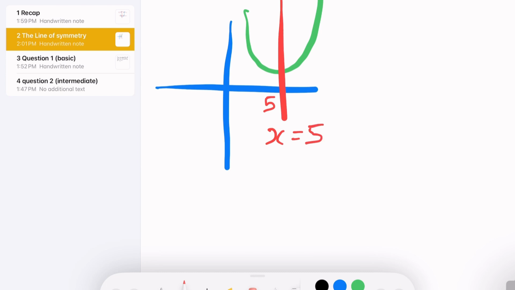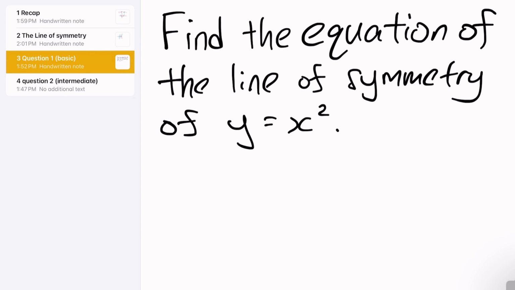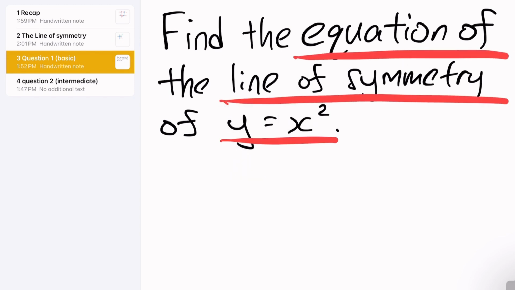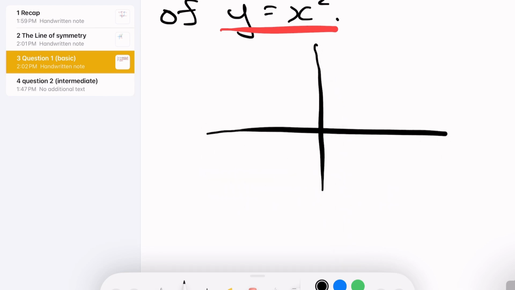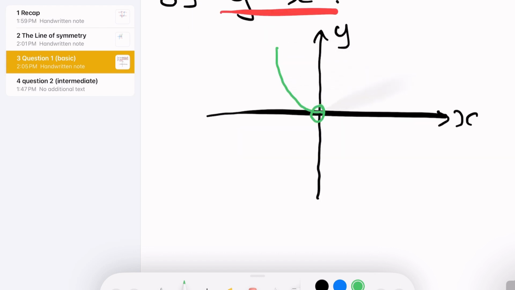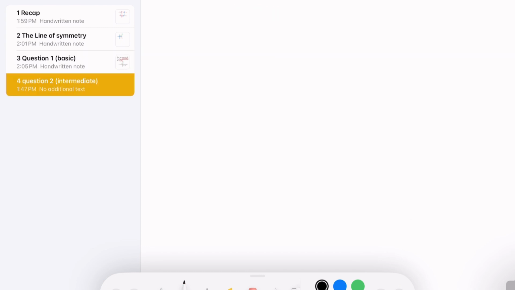Now let's try a simple example. In this example, we are going to find the equation of the line of symmetry of the following quadratic equation. y equals x squared has the following graph, where this is the y-axis and this is the x-axis. We can see that when x is 0, y is 0. So this parabola will look like this. So you can see that the line of symmetry is the y-axis, and so it will have an equation of x equals 0.